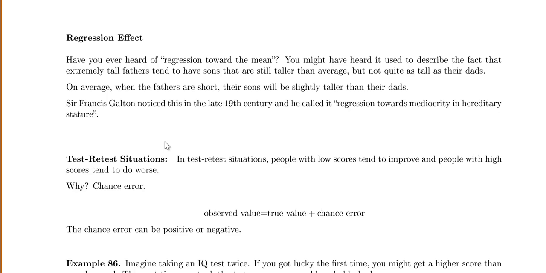A similar example to this is testing and retesting situations. In test-retest situations, people with low scores tend to improve, and people with high scores tend to do worse. Why? This is the same why that happens with our heights for fathers and sons. The why is chance error, because remember, your observed value, what you measure, is your true value plus some kind of chance error. And your chance error can be positive or negative.